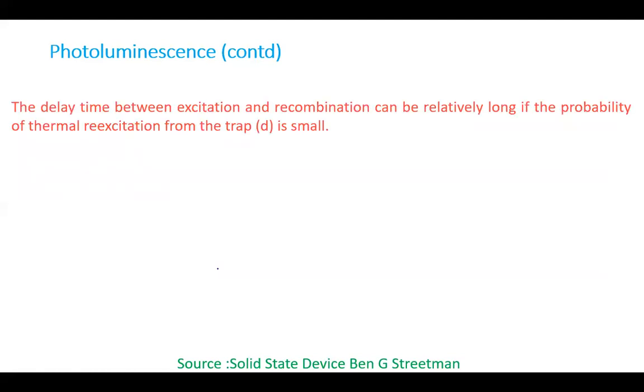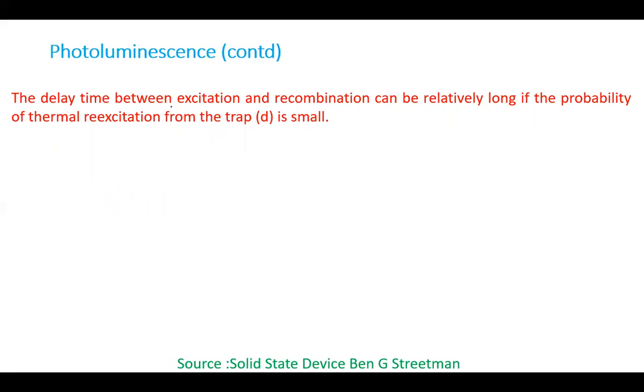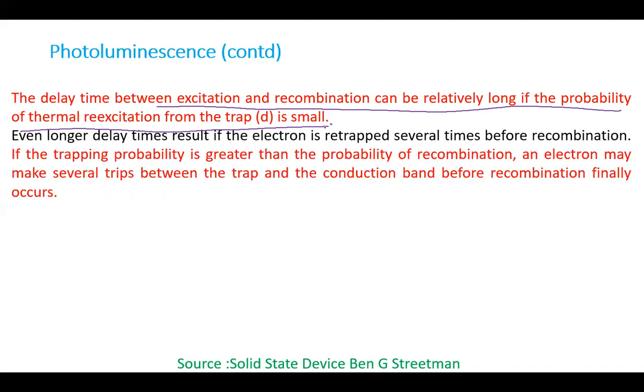So the delay time between the excitation and recombination can be relatively long if the probability of thermal re-excitation from the trap is small. If the probability of thermal re-excitation from the trap is small, what will happen? The delay time between excitation and recombination can be relatively long, and this gives you certain phenomena. With a longer delay, the electron is re-trapped several times before recombination. So before it moves from the conduction band to the valence band, it will be trapped several times before it finally comes down.